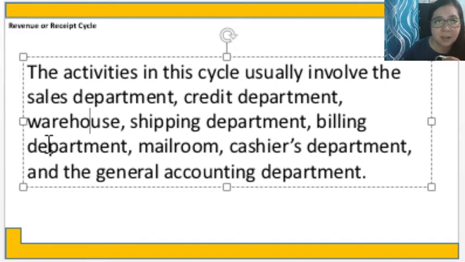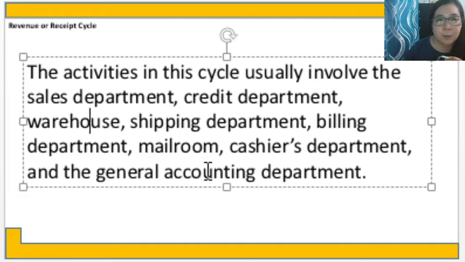The warehouse is where inventory is stored. The shipping department is the office responsible for the shipment of the goods to be delivered to the customers. The billing department is also responsible for the collection, or informing the customer about their accounts that they will pay to the entity.